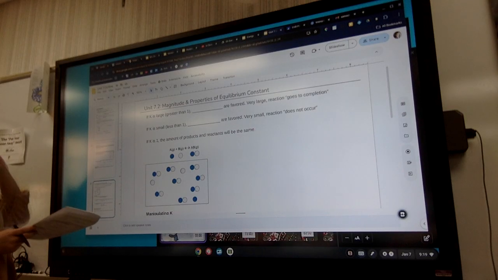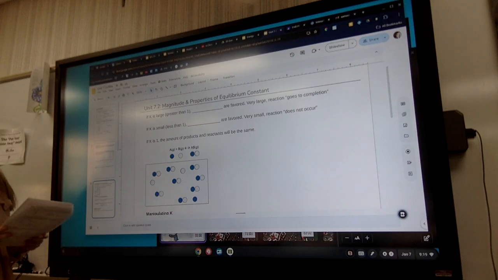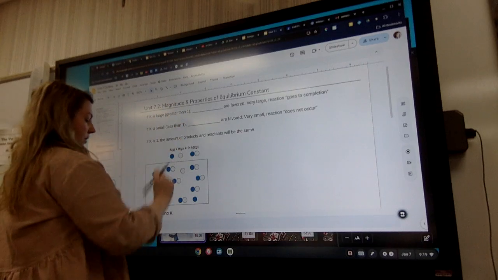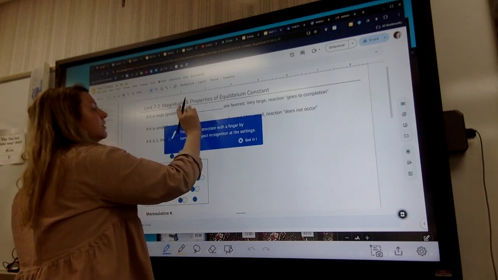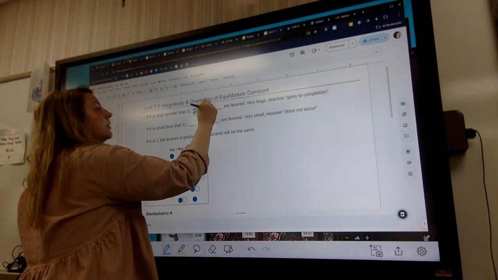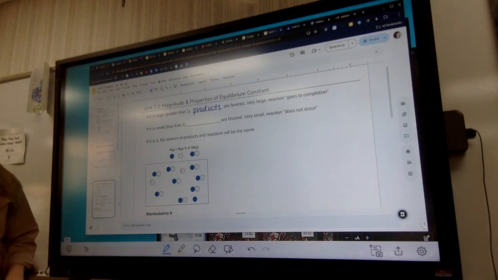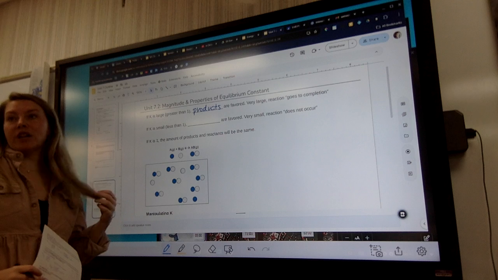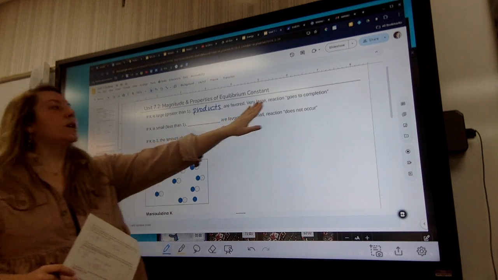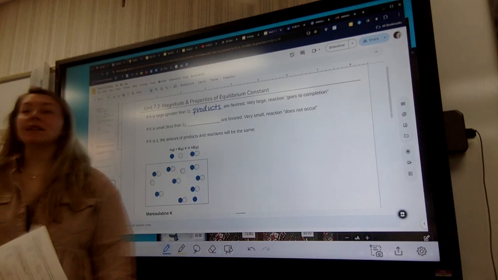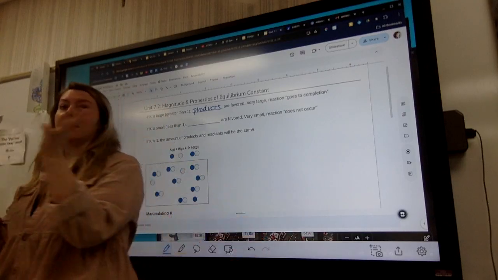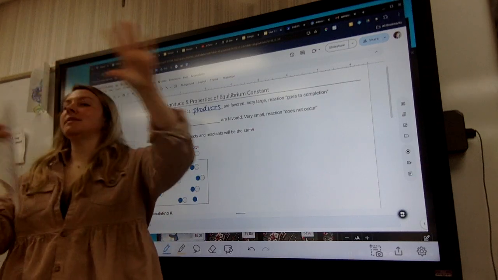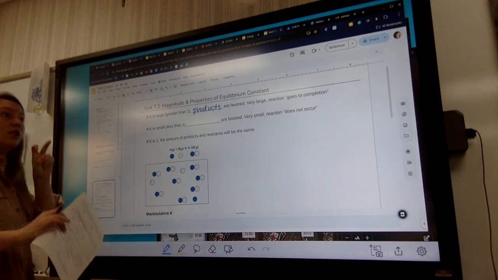So we already talked about this before, but if K is very, very large, what's favored? Do you remember what it was? Products. Yes. So the products are going to be favored if our K is large, greater than 1, right? If it is very large, meaning over 100, we say that the reaction goes to completion, because there's almost no more reactants left, and it's almost all products. So we say it goes to completion because all of the reactants become products. Not all of them, but it looks that way, right?